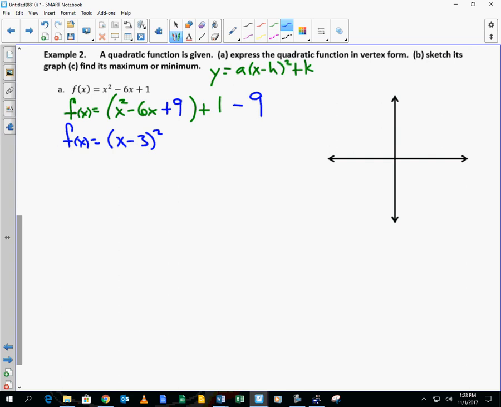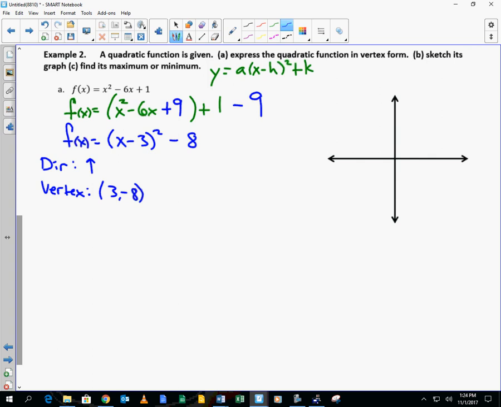And then I have a positive 1 and a negative 9, which makes negative 8. So now I have a parabola that's in vertex form. I know the direction. What's the direction? And I know the vertex. What's the vertex? 3, negative 8. So no need to do negative b divided by 2a. We simply completed the square.